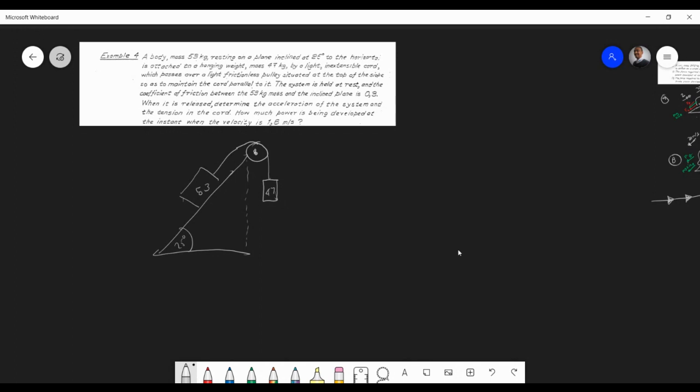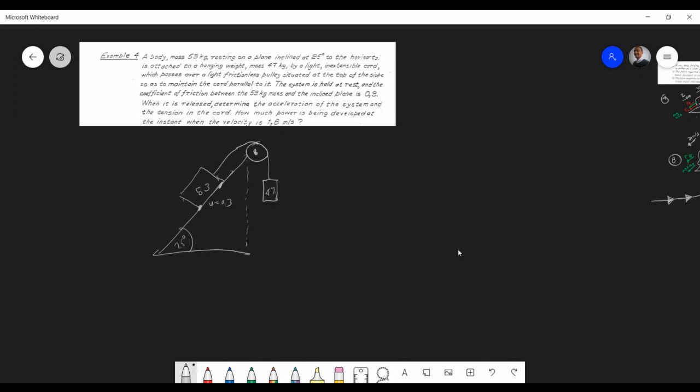And then they say it's situated on top of the slope so as to maintain the cord parallel to it. Okay, fine. No problems there. The system is held at rest. The coefficient of friction between the 50 kilogram mass and the inclined plane. So we've got some friction on the plane itself. That's static friction, one could say. Mu is 0.3.